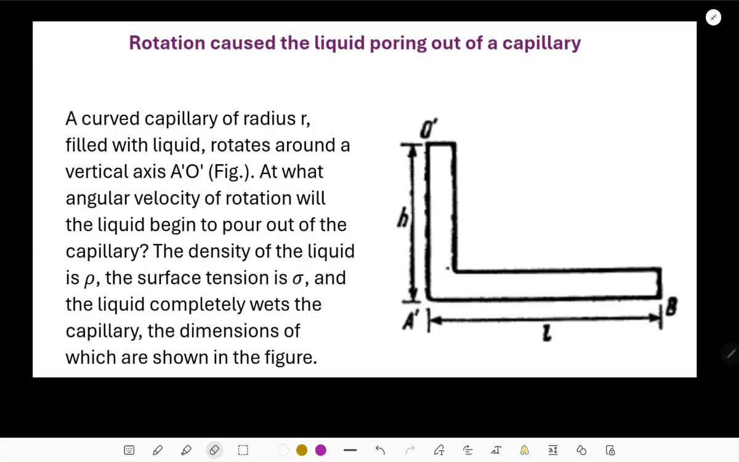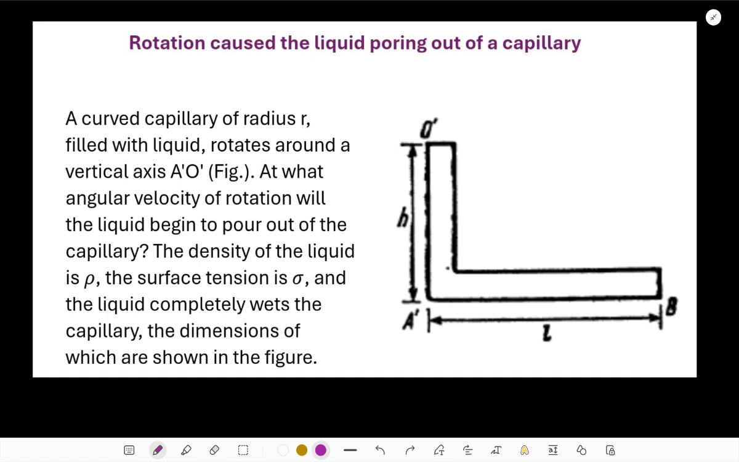The density of the liquid is rho, and the surface tension is sigma, and the liquid completely wets the capillary, and the dimensions of which are shown in the figure. So all of the properties of matter are in the same problem. We first try to understand this problem.